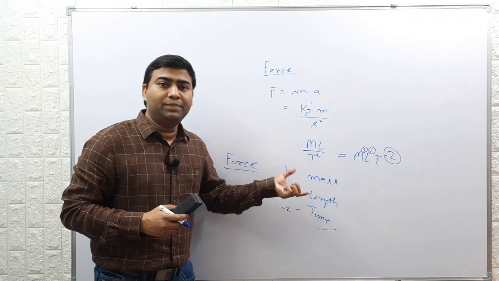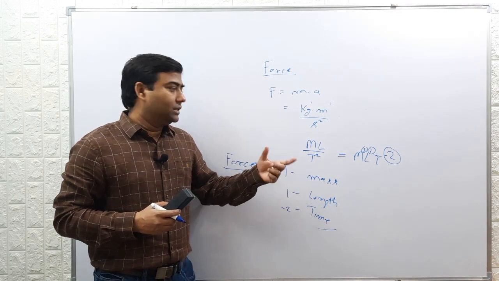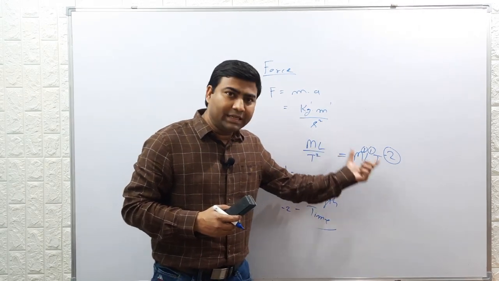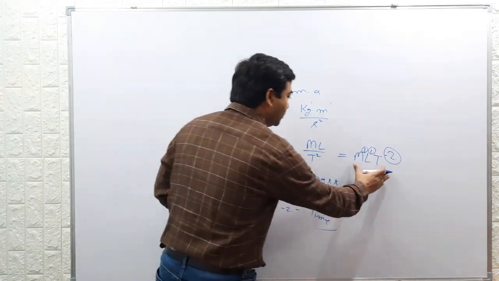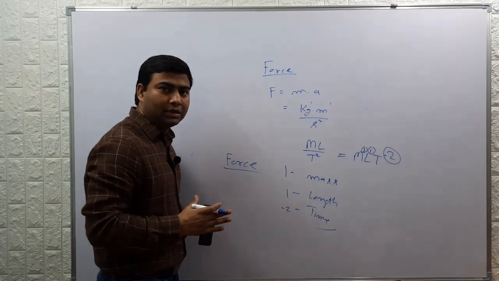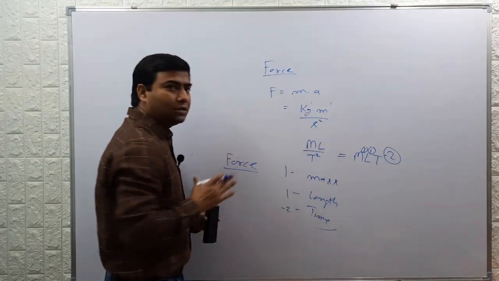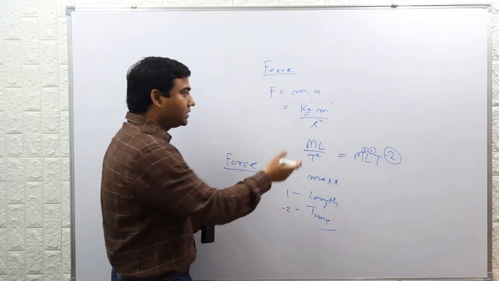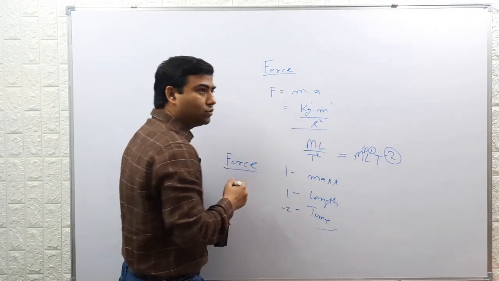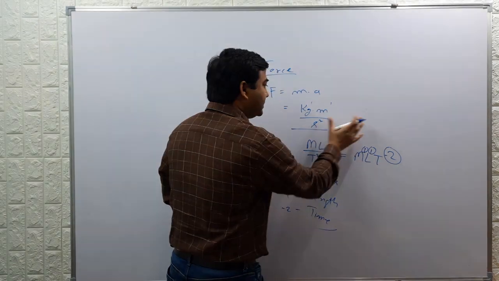Dimensional formula is independent from the unit, but it has been derived from the unit actually. To write the dimensional formula, write the unit of a physical quantity. You can write the unit in any system, not necessarily in the SI system. You can write the unit in the CGS system.